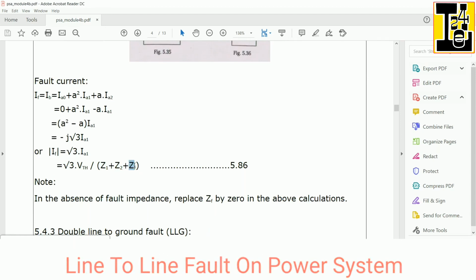If the fault impedance is 0, or if the fault impedance is absent, we can straightforwardly substitute ZF equals 0.